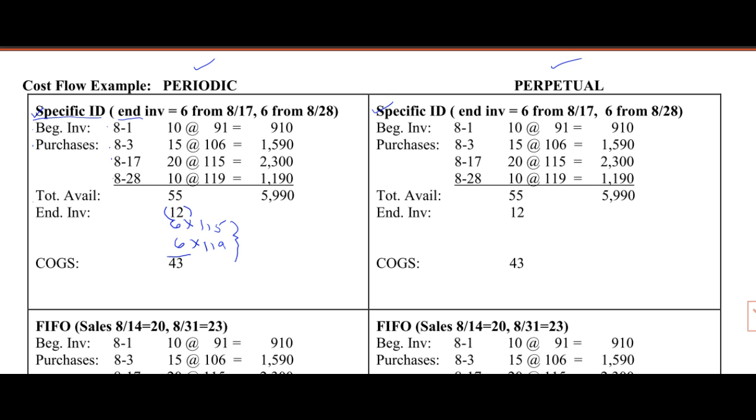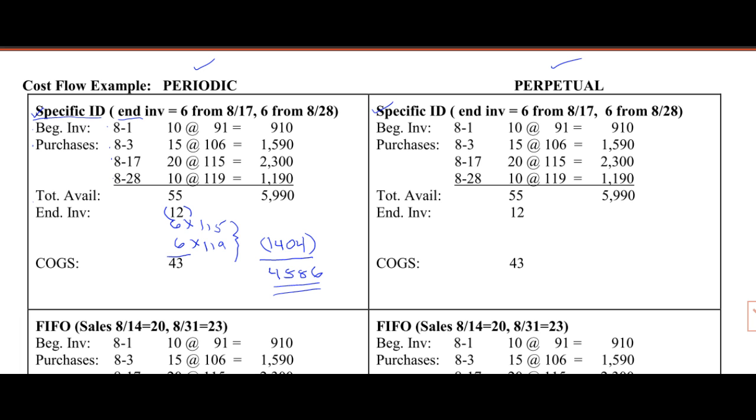6 times 115 plus 6 times 119, and you'll find that that equals 1404 in ending inventory. So your total available is 59.90. Your ending inventory is 1404, and that means that your cost of goods sold is the difference, or 45.86. You could prove that by listing everything that's gone, realizing what was sold and what remains, but it's just as easy to do it that way, especially on specific ID.